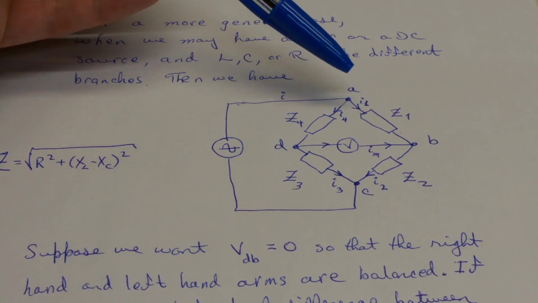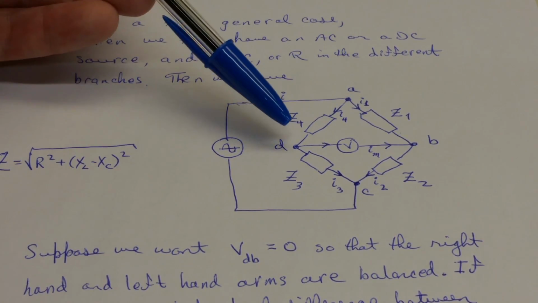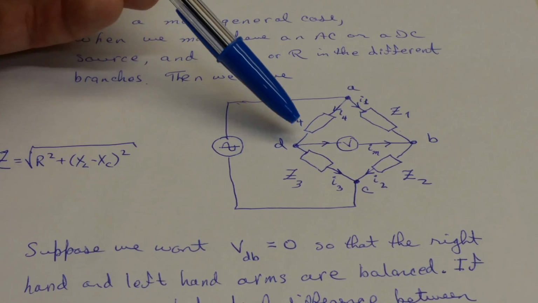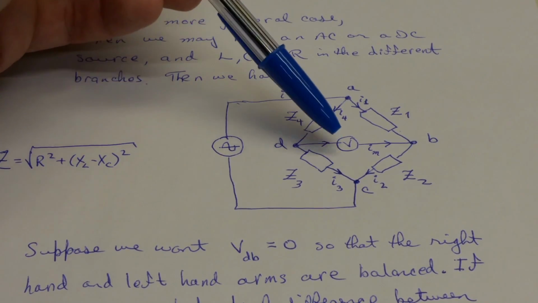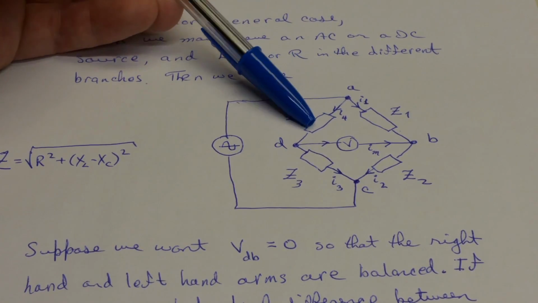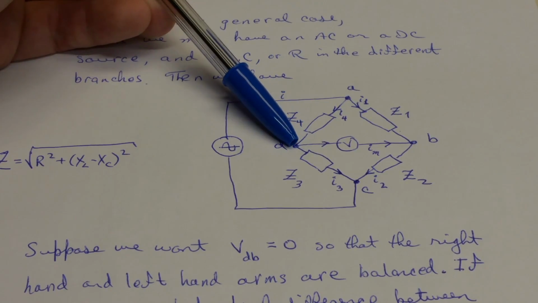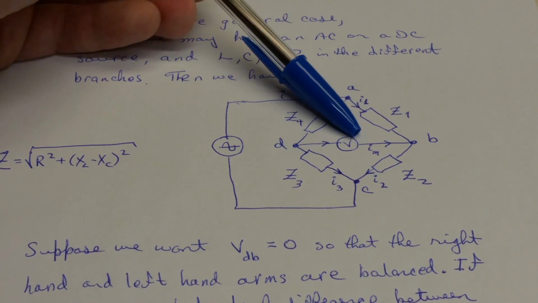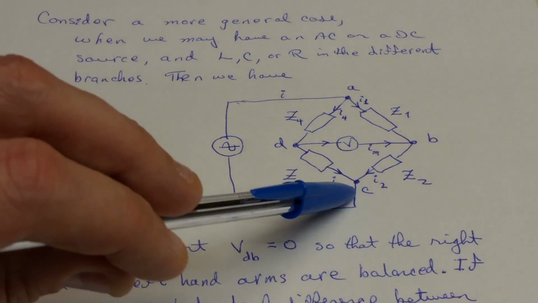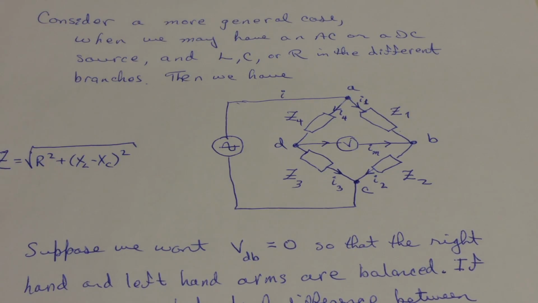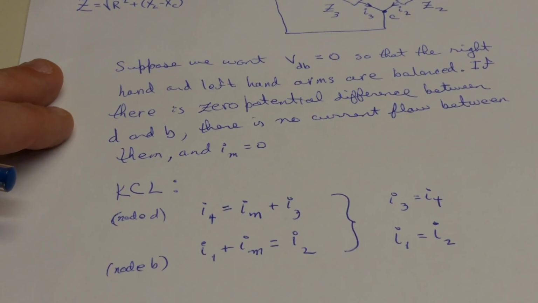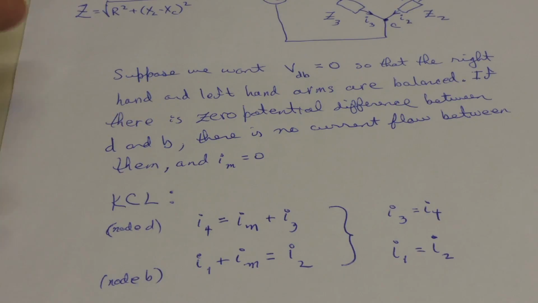Kirchhoff's law is a statement that the current flowing into a node, in this case node D, has to be equal to the net outflows of current from that node. So what that means is, in this case, flowing into node D, we have I4, and there's only two choices the current can make when it gets to node D. It can either turn left and go towards the meter, or it can continue going and go towards node C through this impedance Z3. So we have I4 equals IM plus I3. And that is the first of our two node equations.